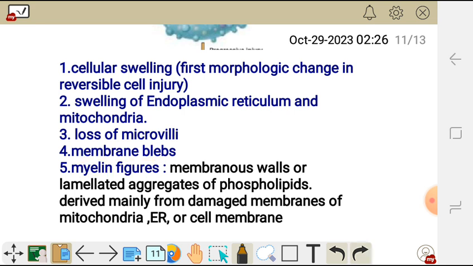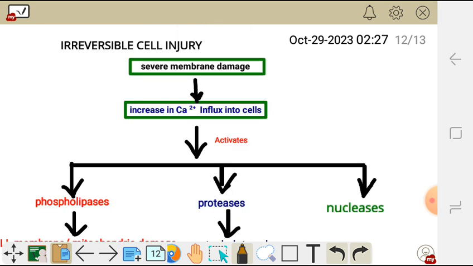And myelin figures, as I said, are membranous walls or lamellated aggregates of phospholipids derived mainly from damaged membranes of mitochondria, endoplasmic reticulum, or the cell membrane itself. Those are myelin figures. So that's all about reversible cell injury. Now let's move on to irreversible cell injury.